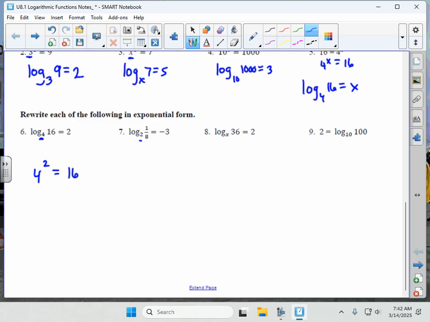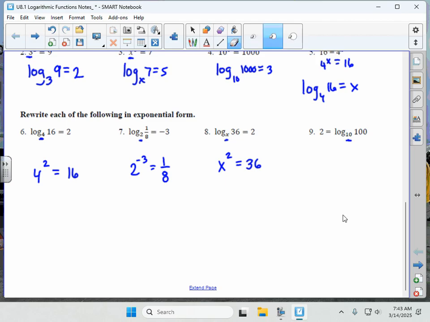All right, 7. 2 is our base, so we're going to write 2, and we're going to switch the 1/8 and the -3. So the -3 comes on the left side as an exponent, equals 1/8. And 2 to the -3 does equal 1/8. All right, 8. X is our base, so x. The 2 goes up as an exponent, equals 36. And then 9. 10 is our base.